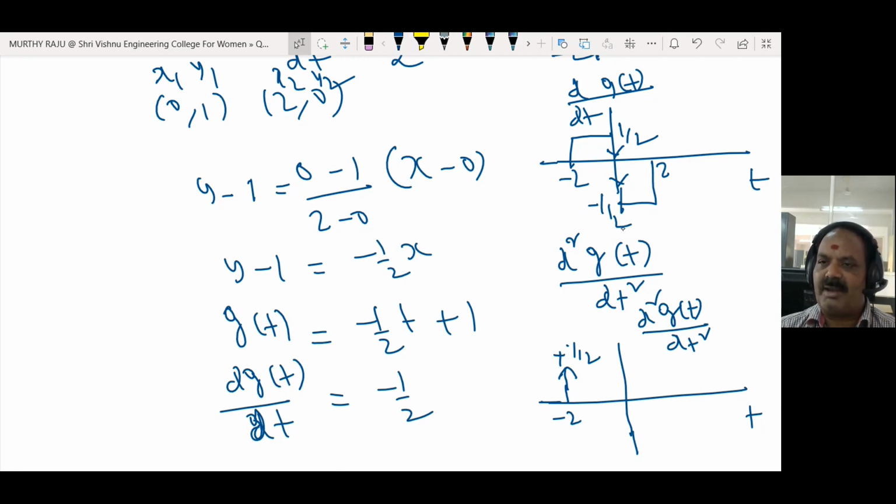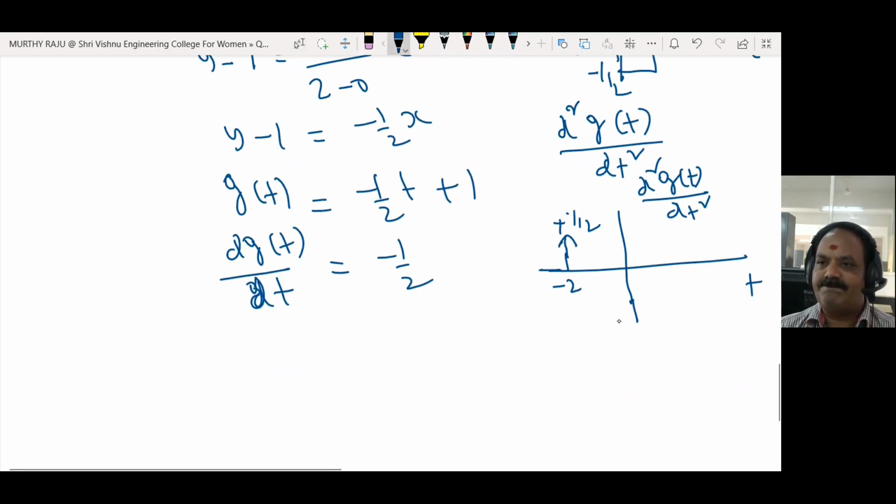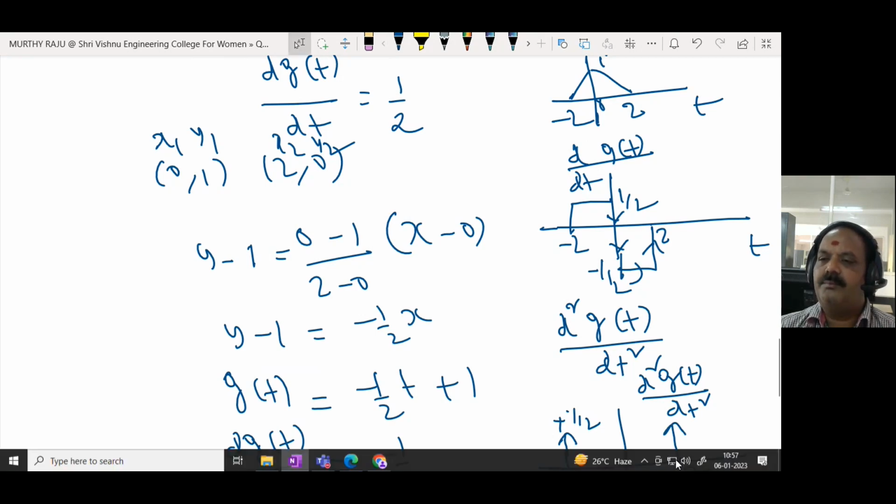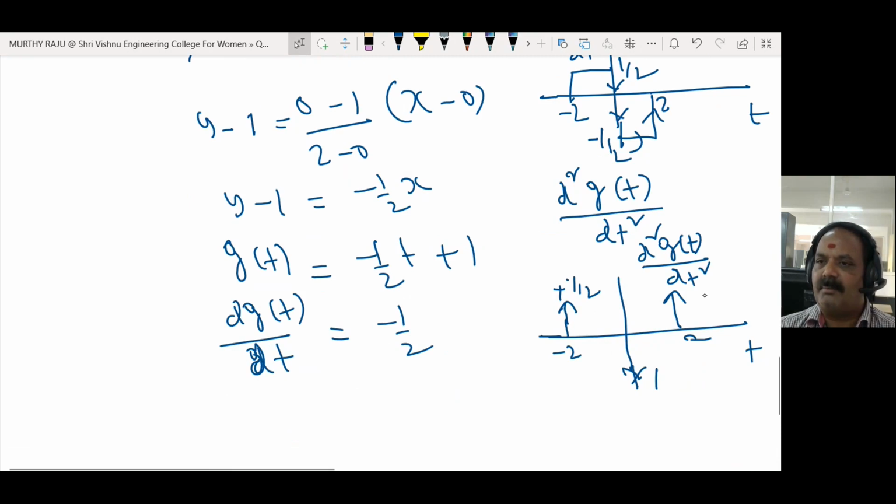-1/2 plus 1 gives 1/2, and 1/2 plus 1/2 is 1. This is the value 1 at t equal to 0. Again, come to this side. Constant differentiation is 0. Here, rising function: 0 minus of -1/2 plus 1/2. That is at 2. At 2, the value is 1/2.